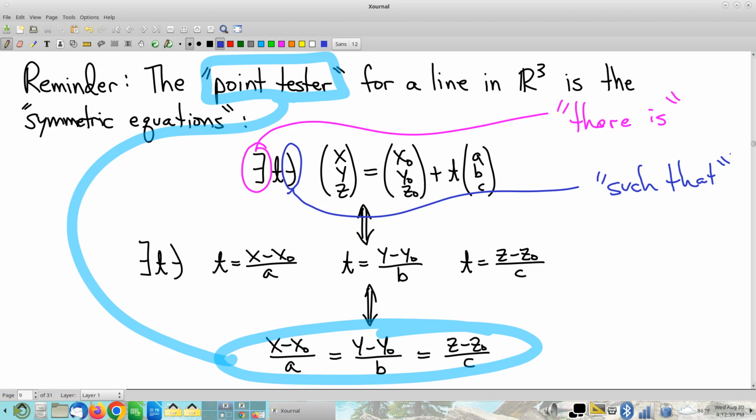Yeah. Okay, so this is called the symmetric equations, and it plays again the role of an equation. It's a point tester. Okay, that's a good place to end it.